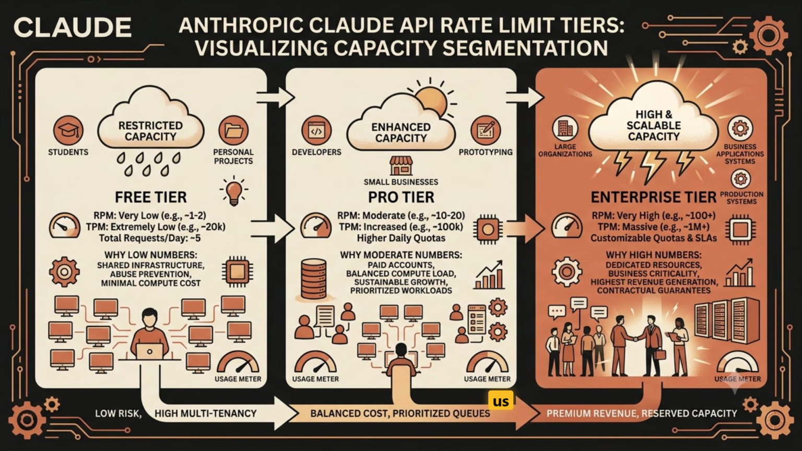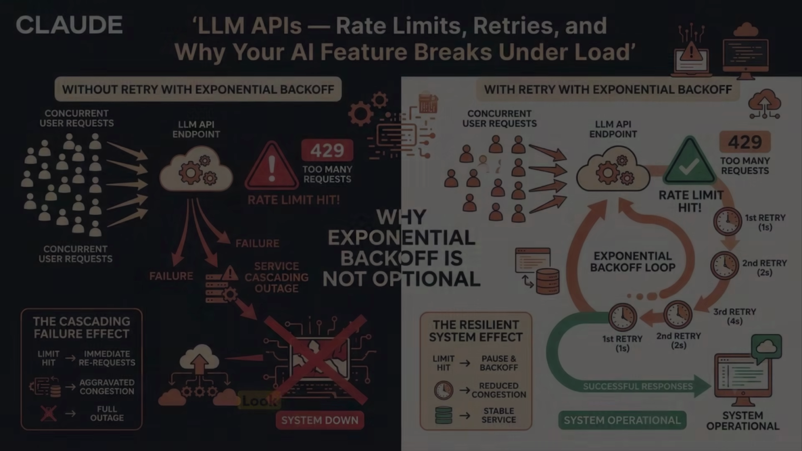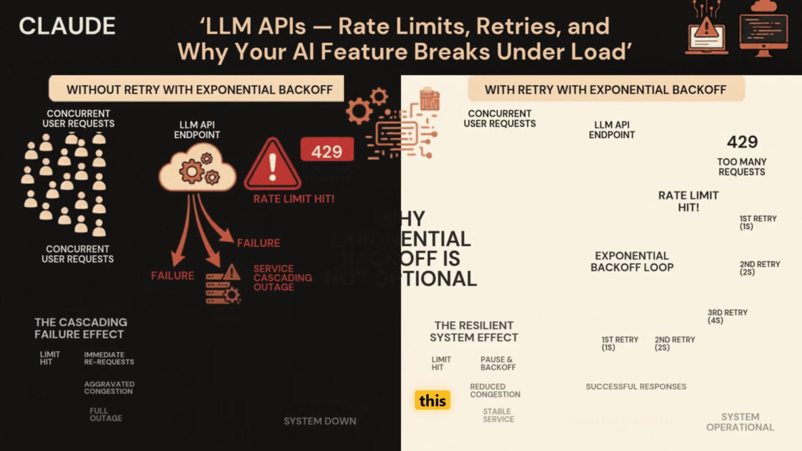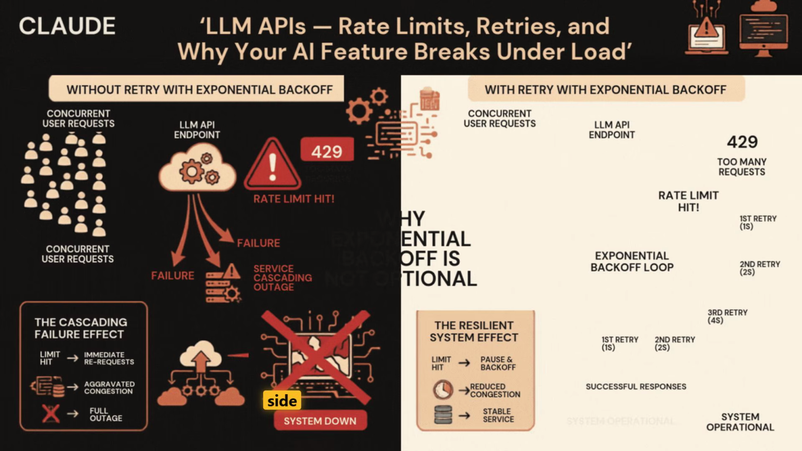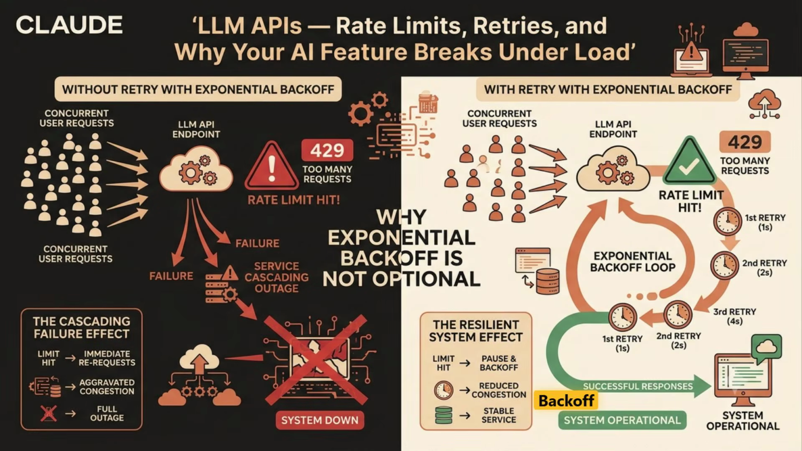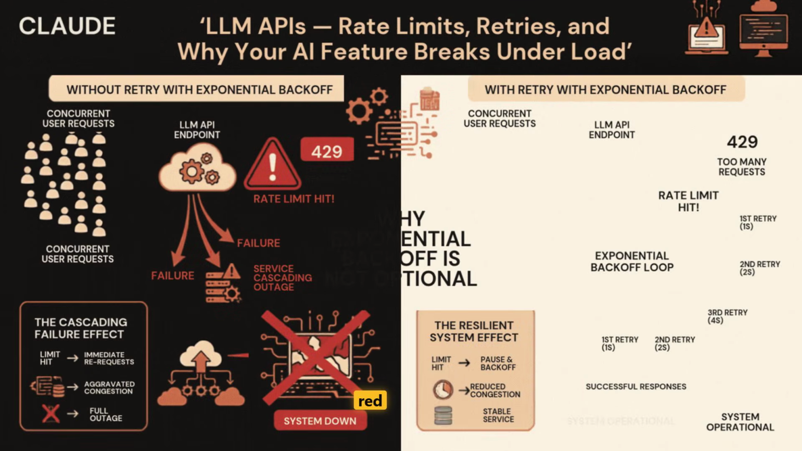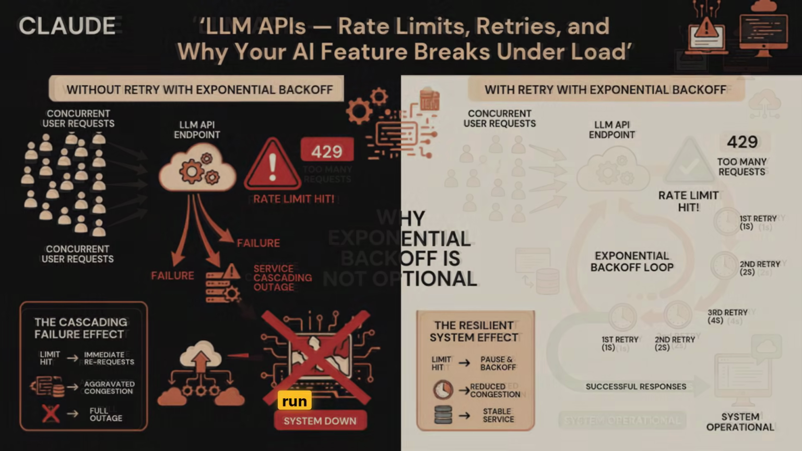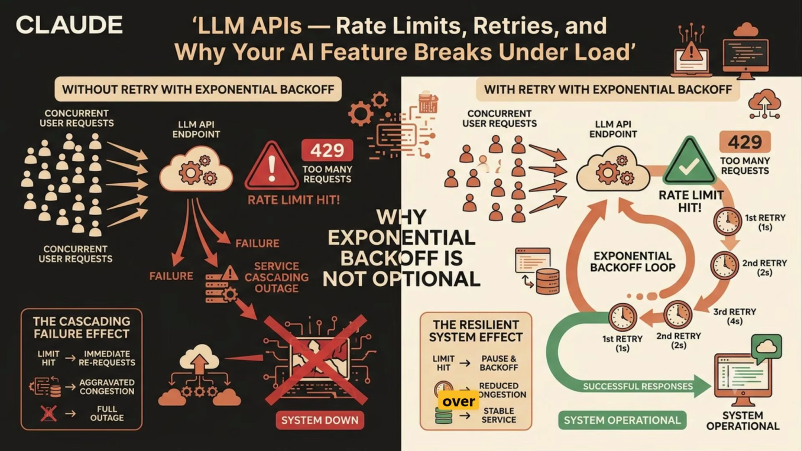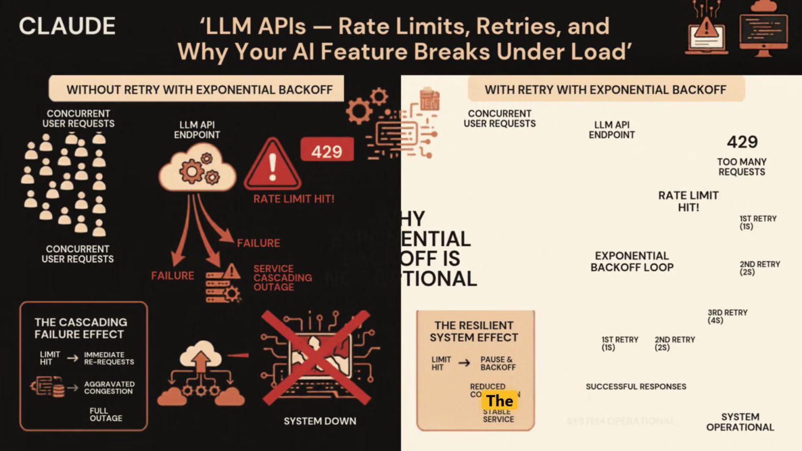Now let us understand why this was the only right engineering choice. Look at the contrast on this infographic. On the left side, without retry with exponential backoff is a classic service outage waiting to happen. Imagine a super busy traffic intersection where every car that hits a red light immediately tries to run it again over and over, crashing constantly and blocking all lanes. That is exactly what happens with immediate re-requests.